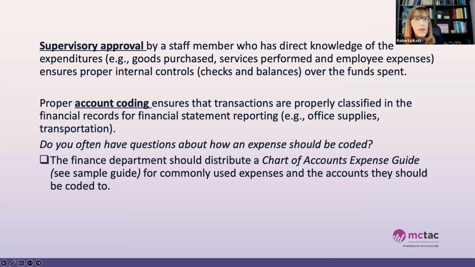The next component that I had on the policy in bold was supervisory approval. Supervisory approval by a staff member who has direct knowledge of the expenditures, for example, goods purchased, services performed, and employee expenses, ensures proper internal controls, checks and balances over the funds spent. And I want to emphasize here that the approval should be by somebody who has direct knowledge of your job responsibilities, your job functions, and what type of activities you're involved with for your program participants.